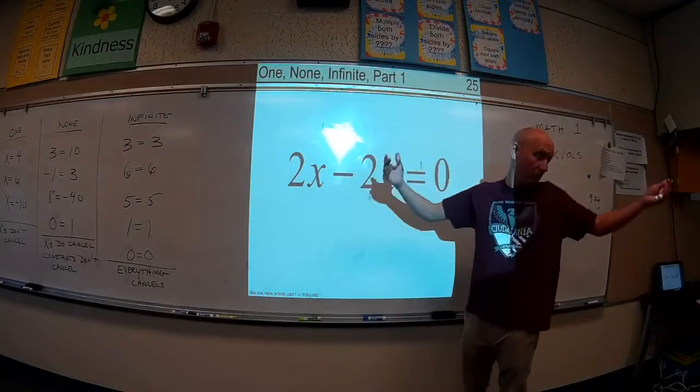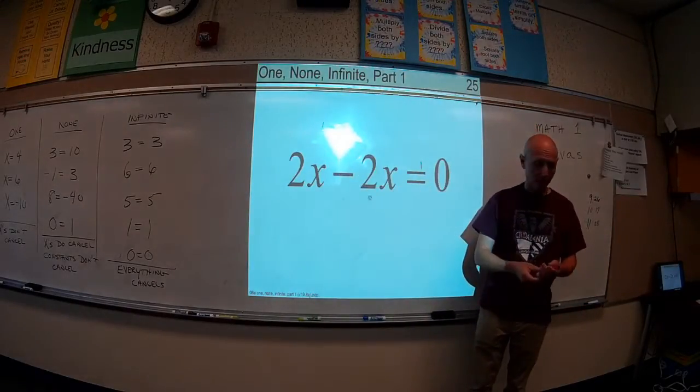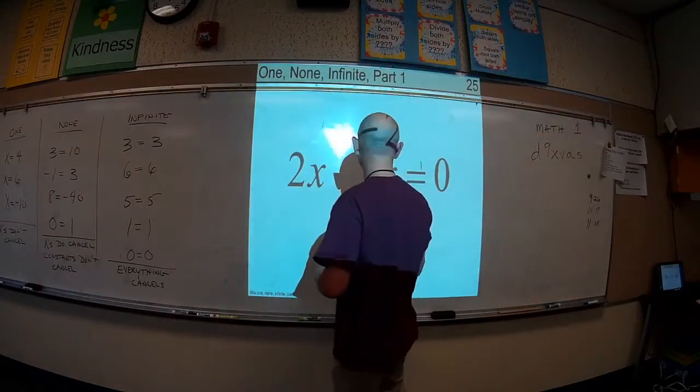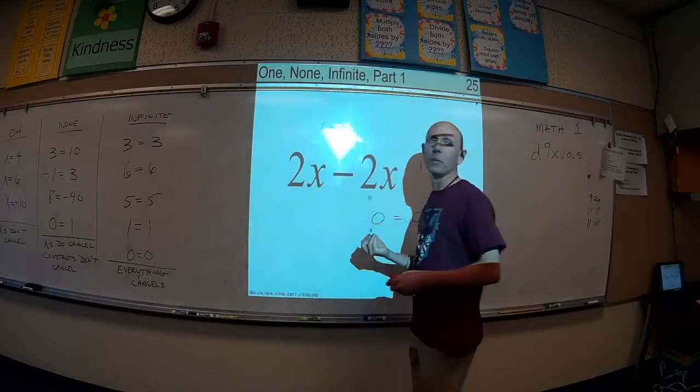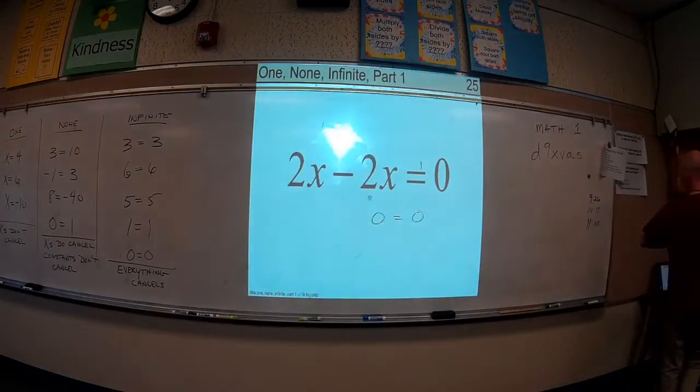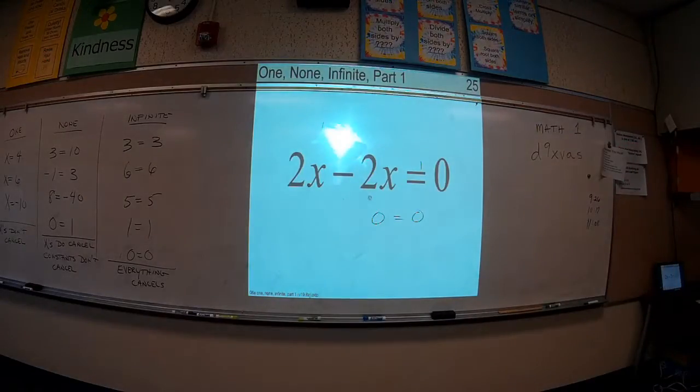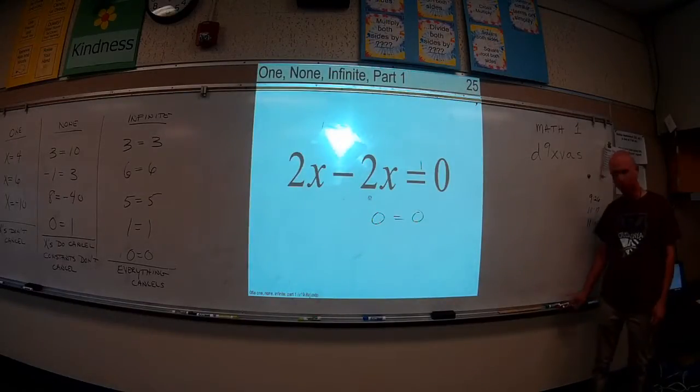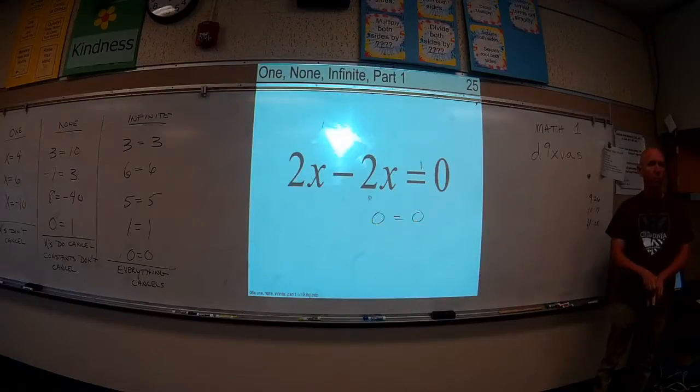Let's walk through it, okay? 2x minus 2x is 0, so I have 0 equals 0. So it'd be infinite right there. So if you're looking at it like, I don't know what to do, just walk through it with the rainbow poster. Done. Boom. So is algebra J? Yes. Oh, it's J8, never mind.